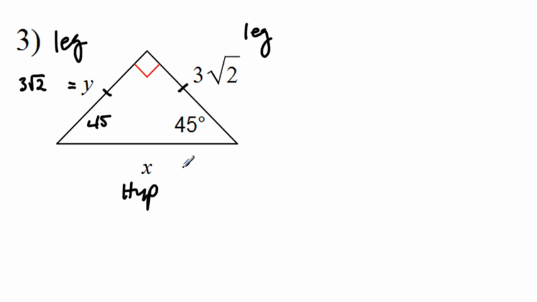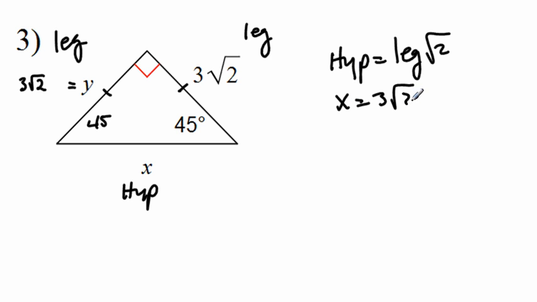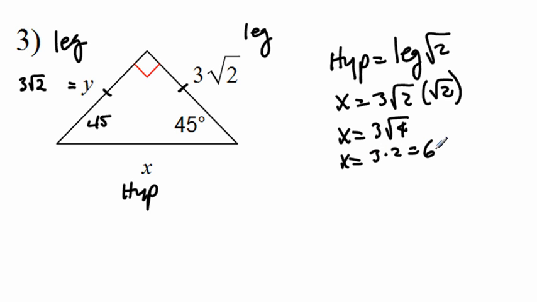In this triangle, we know that the hypotenuse is equal to the leg times root 2. We know this is x, and we know the leg is 3 root 2 times root 2. So when you take root 2 times root 2, you get x equals 3 square root 4, because we can multiply 2 and 2 since they're both under the square root. Then we realize the square root of 4 is a perfect square, so x is equal to 3 times 2, which is ultimately 6. So our hypotenuse is equal to 6.